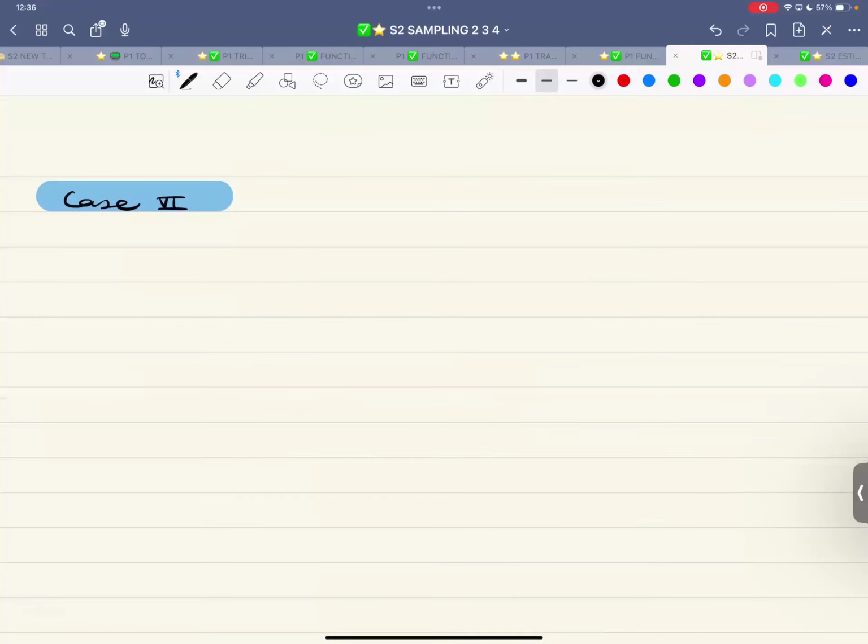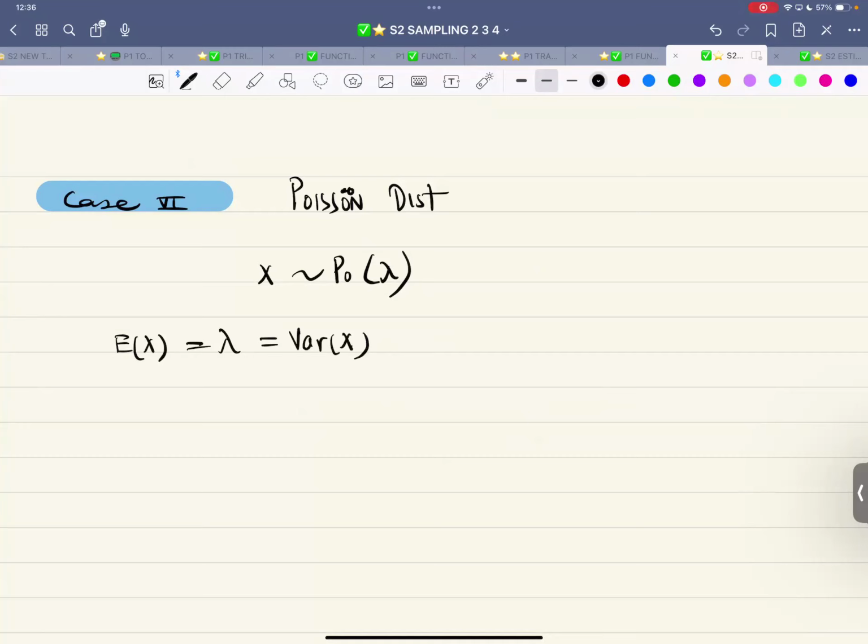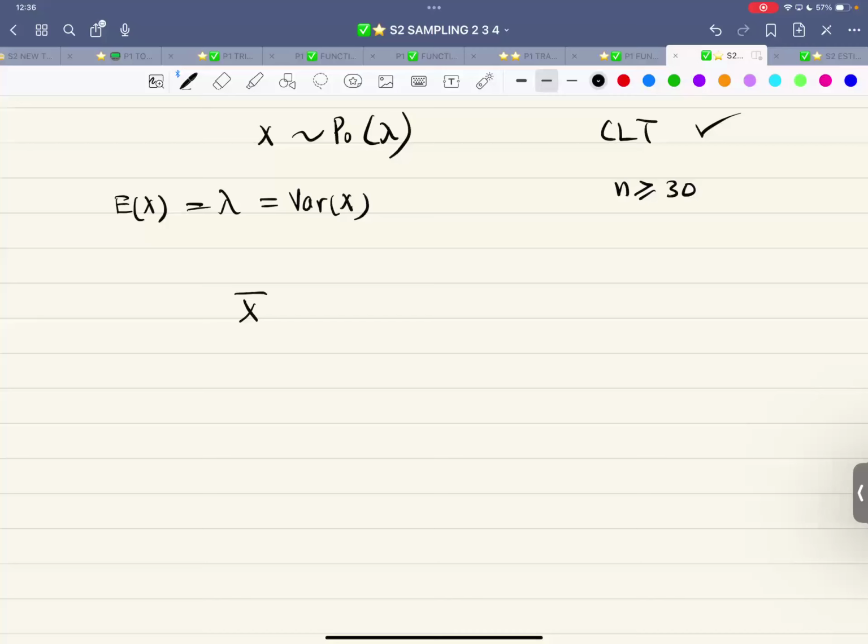Case 6, what do you think is case 6? Poisson distribution. Case 5 was binomial. Case 6 is Poisson distribution. We know that x follows a Poisson distribution with lambda. We know that expectation of x is lambda, so is the variance of x. Again, CLT would be applicable provided sample size is large, greater than or equal to 30. So now we would have x bar follows a normal distribution lambda, comma, lambda over n, where n has to be at least 30.